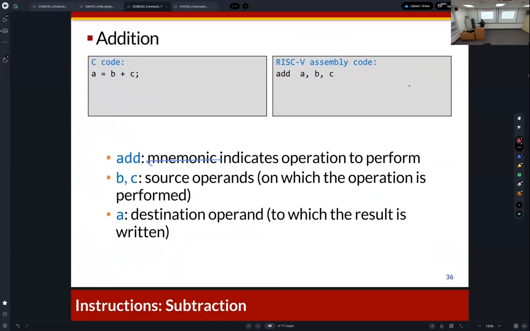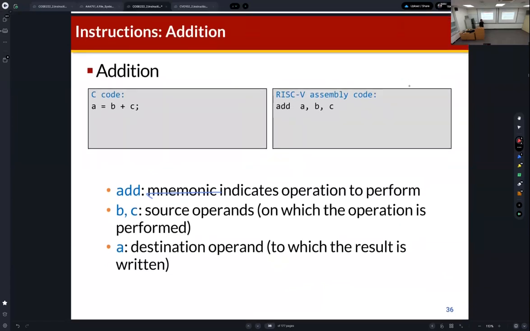Okay, so let's look at the arithmetic instruction. This is the C code A equals B plus C. It's very simple, right? I believe you can easily understand this C code. This C code can be translated into RISC-V assembly code like add A, B, C. As I mentioned, add is the add instruction, and it is called a mnemonic. You can think of the mnemonic as the name of an instruction.